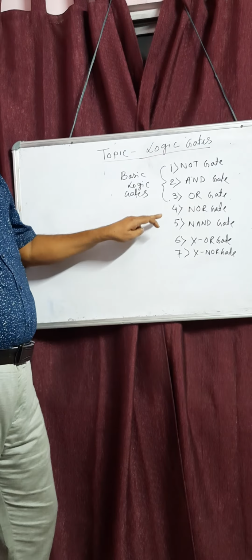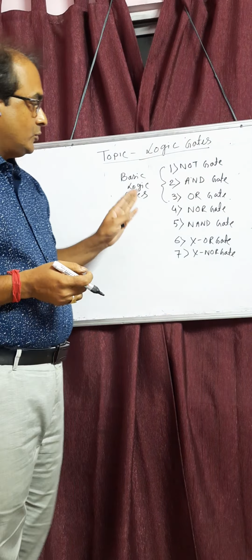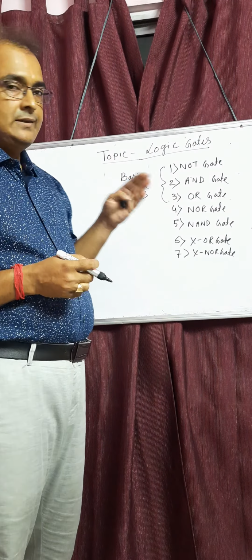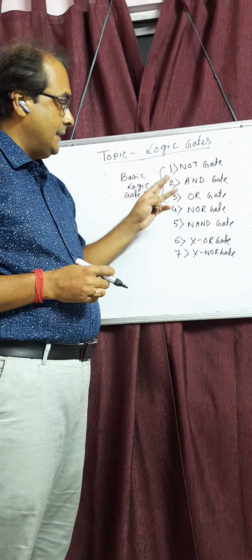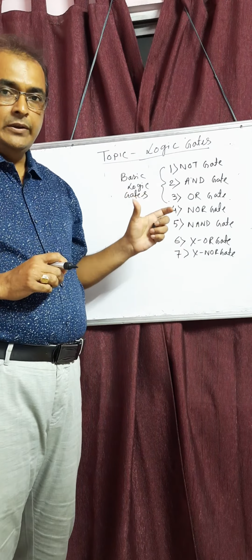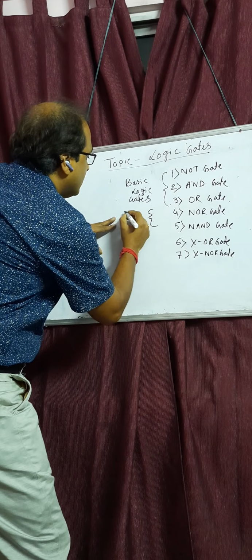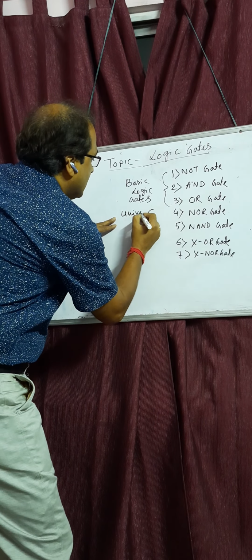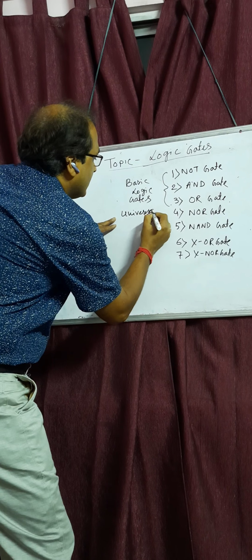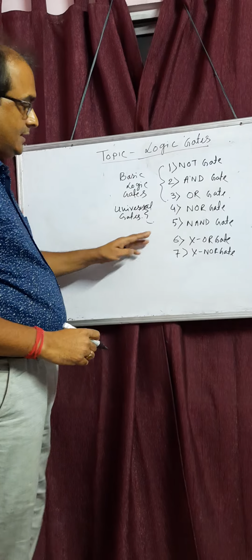And these two, that is 4 and 5, these two gates are universal gates. Why is it called universal gates? So using these gates we can design other gates like NOT gate, AND gate, OR gate, XOR and XNOR also. That's why it is called universal gates. And 6 and 7, these are special types of gates.